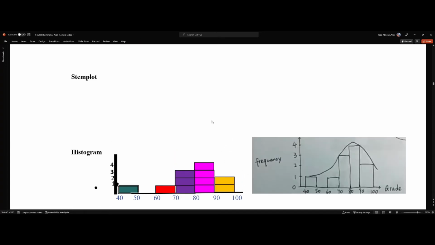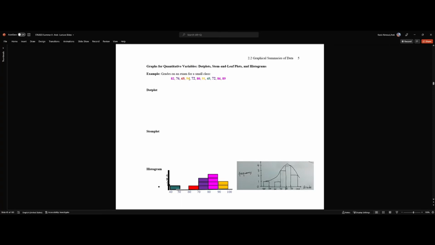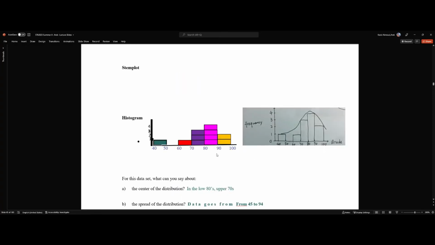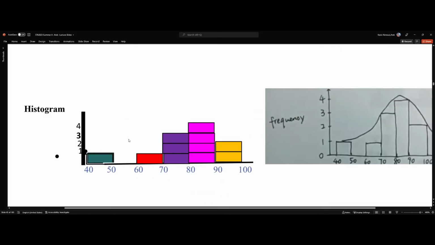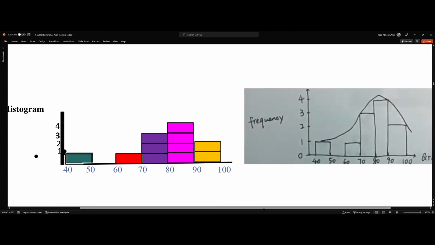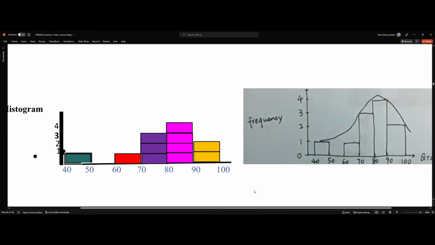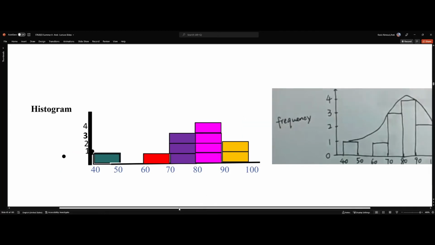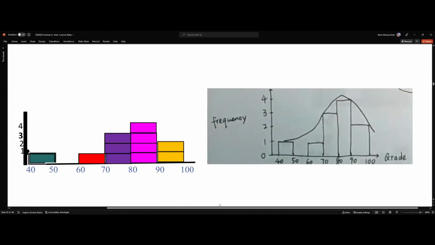And the last 2 values are 94 and 91, and we put them here. So the frequency is 2, and it looks like this if we do it by hand. So these are the grades, and this is the y-axis, which is the frequency.